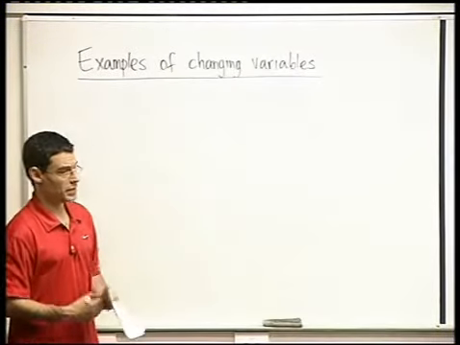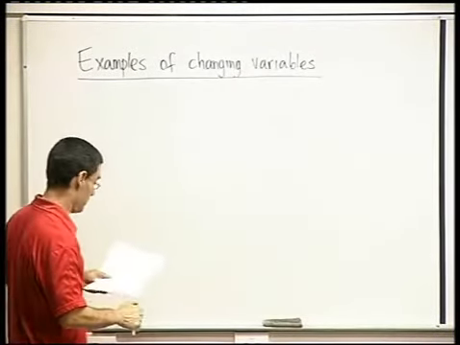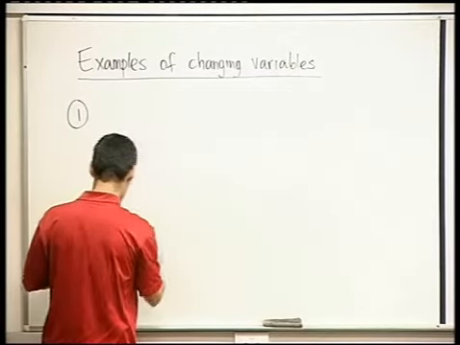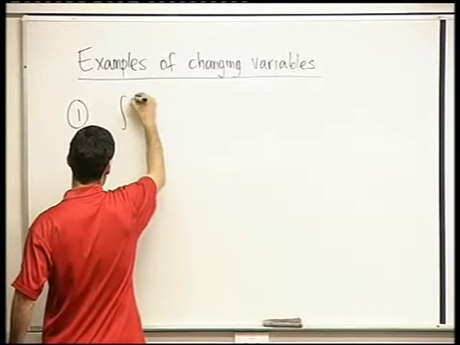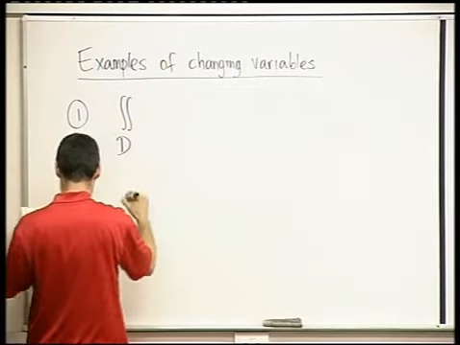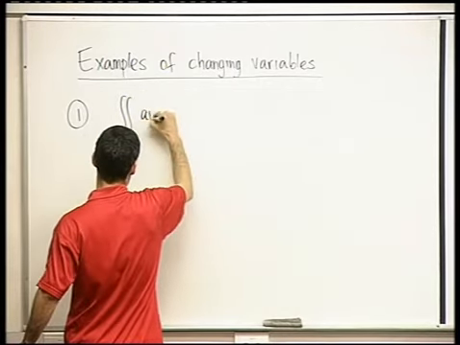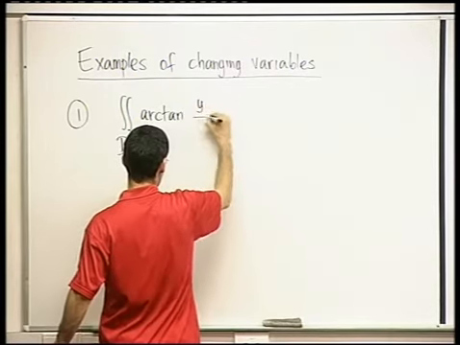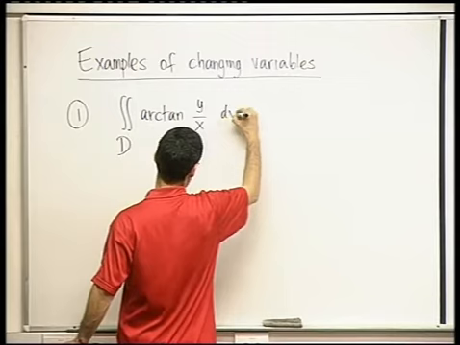Let's do a couple of examples of changing variables. So here's the first one. Suppose we want to calculate the double integral over the domain D of the function arctan of y over x dx dy.